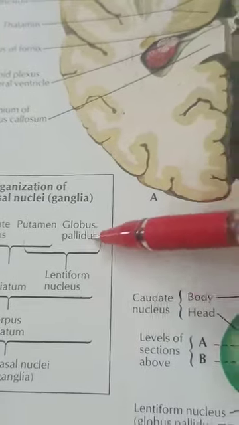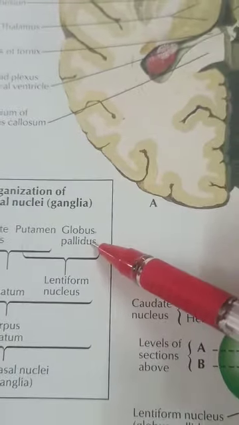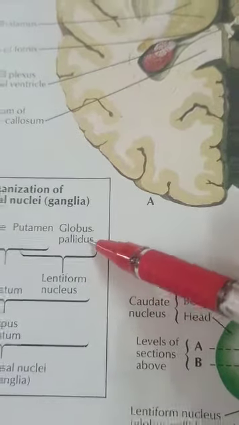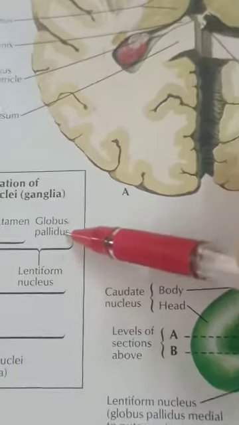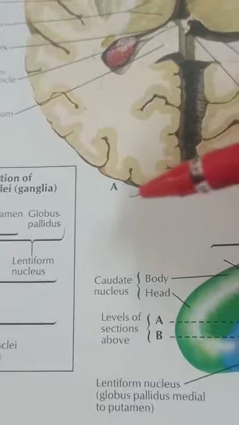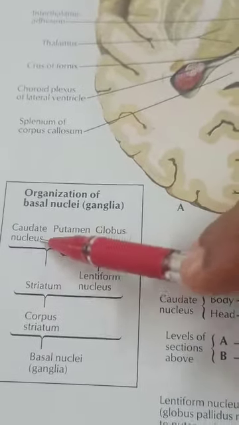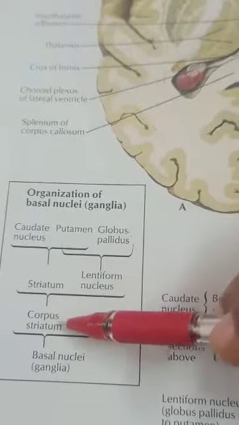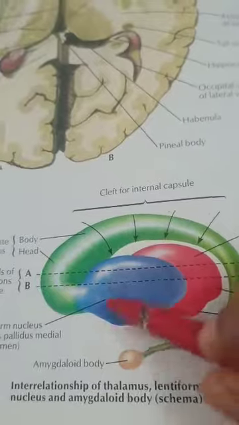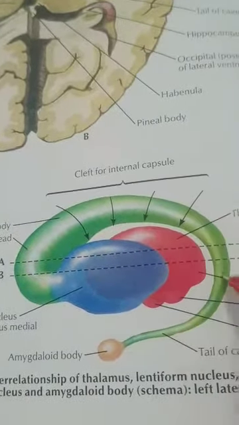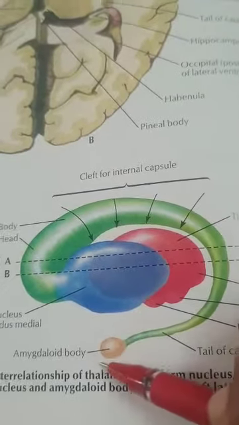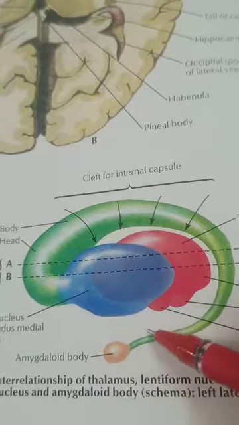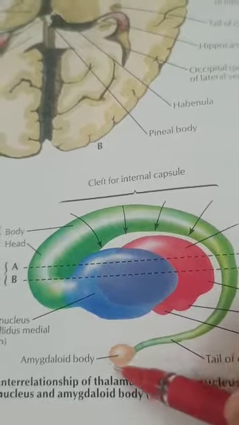Okay. Then we will see each one, like globus pallidus. So this corpus striatum is formed by the caudate nucleus, putamen, and globus pallidus. Both together form the corpus striatum. Then here this is the lentiform nucleus and caudate nucleus. Then here we can see the amygdaloid body, at the tail of the caudate nucleus.